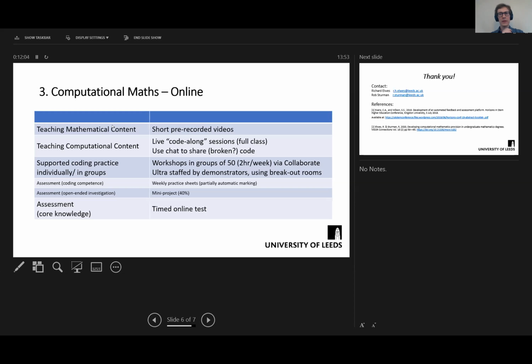Then the other big problem was the workshops. These are going to be in similar group sizes as previously, groups of about 50. And rather than in computer clusters, we're going to use Blackboard Collaborate Ultra. So Rob and some colleagues tested out a few platforms to see which was likely to work best. I think they tried Collaborate Ultra, Teams, and Zoom.